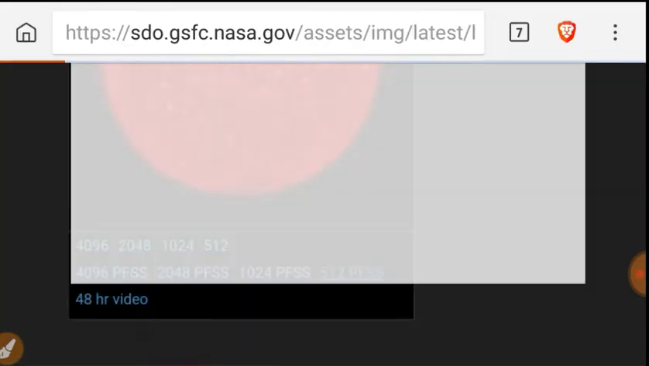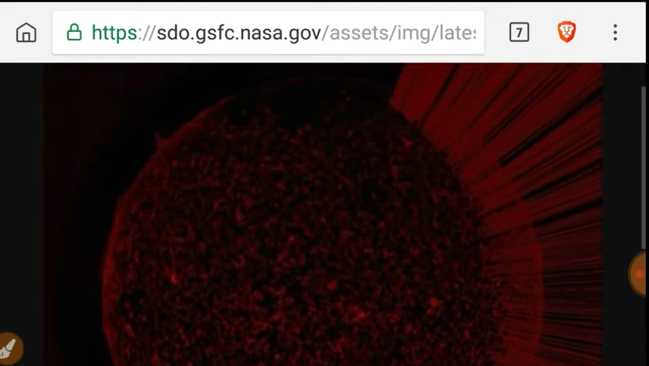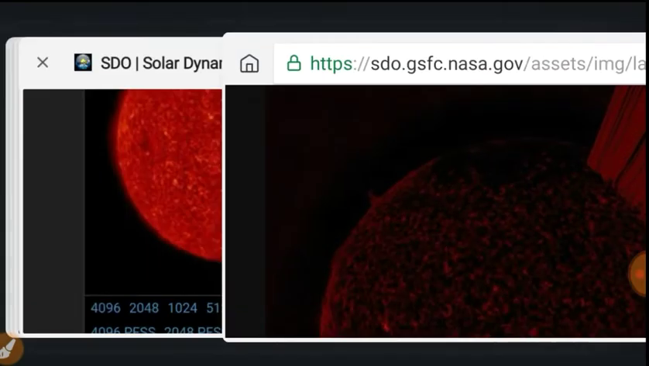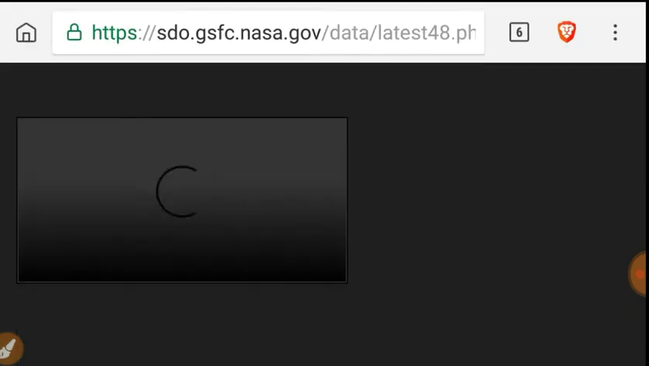Let's see if it shows it on all the wavelengths. Sure enough, it does. We're hoping the magnetic field force lines of the sun aren't actually looking like that, and we're assuming that they're not. So we're not going to get too into the weeds on that one.